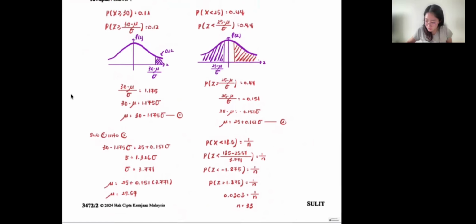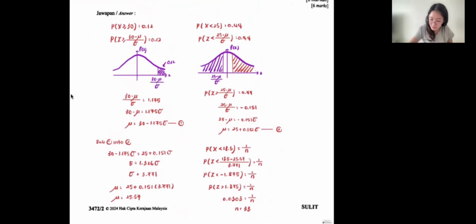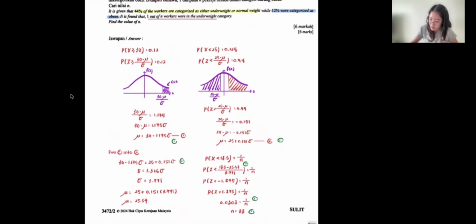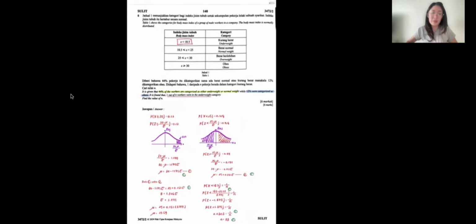Okay, 6 marks. 1 mark for equation 1. 1 mark for equation 2. Third mark, substitution, simultaneous equation. And the fourth one, standardizing here. And then getting the probability and getting n's answer. Total 6 marks for probability distribution here. Okay, quite a long question lah.